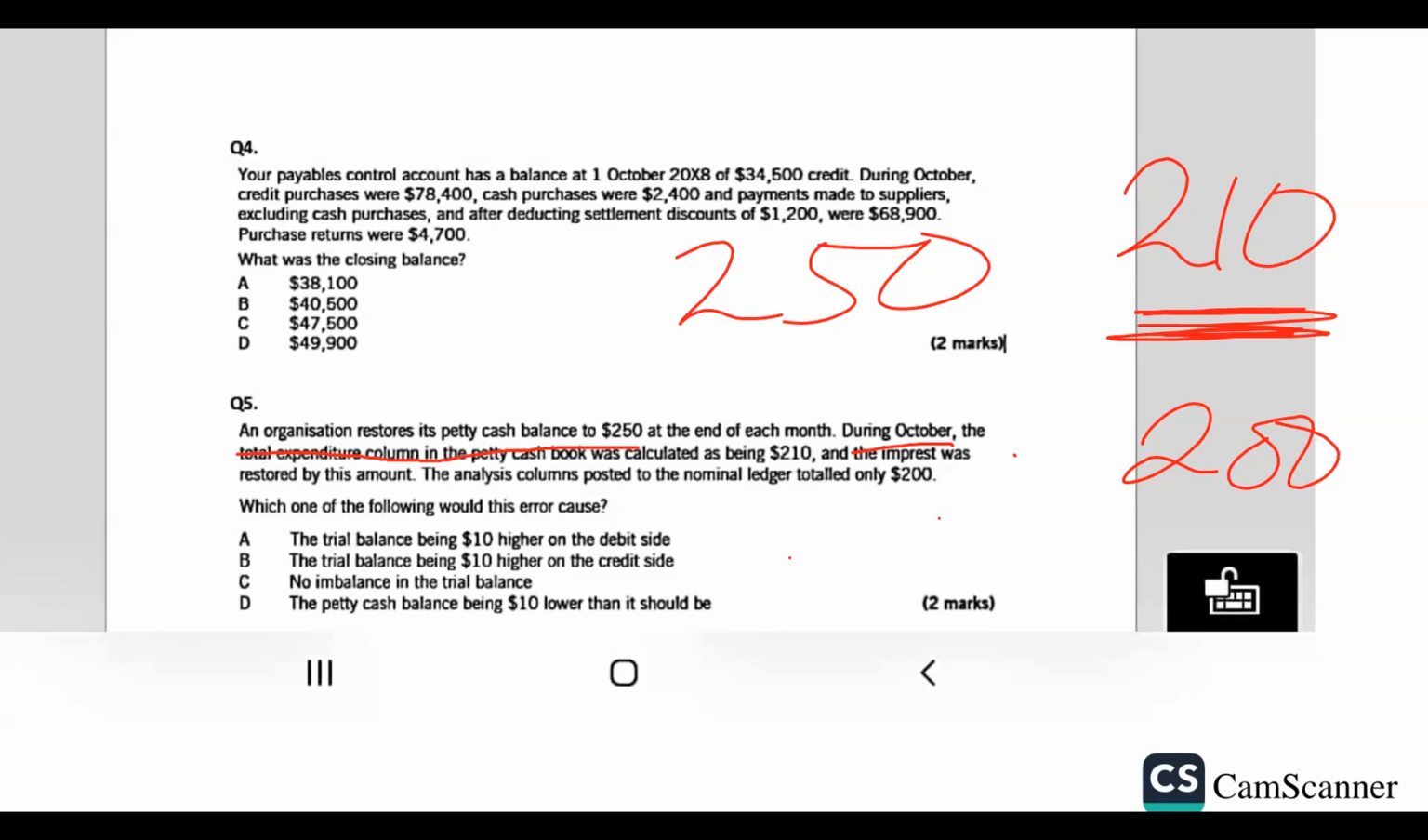I know you are tired of learning. We are doing this last question, but please, just for this one, you can be strong a bit. What do you understand by an imprest?